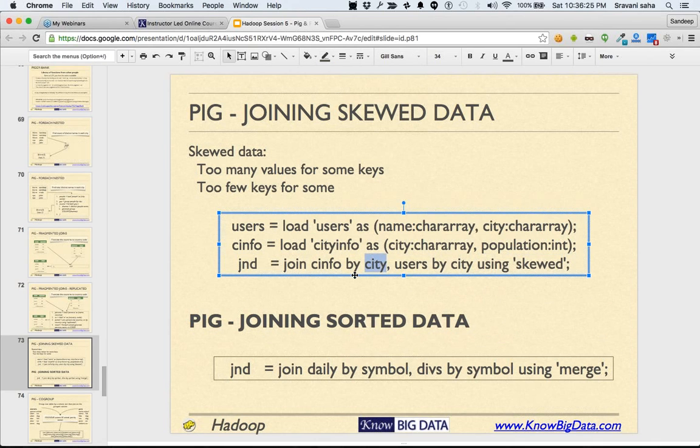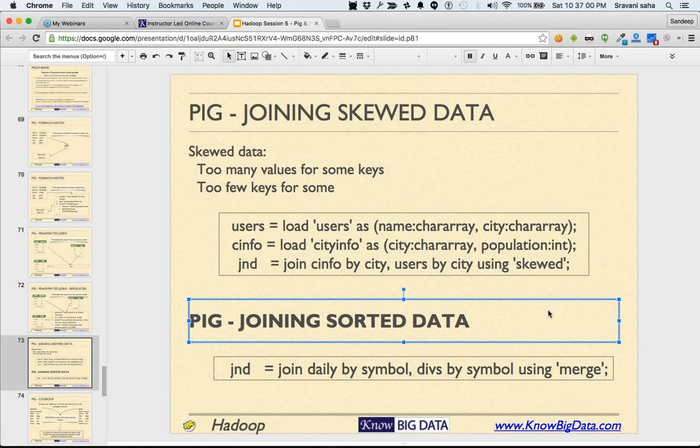If you are joining two data sets where for some keys, for some cities, there are too many values, and for some cities there are few values, you mark such a join as skewed, and Pig will take care of it. Pig will assume that the number of rows for each ID is very high, and accordingly will take a step. We'll probably combine more columns in the ID and then solve the problem.